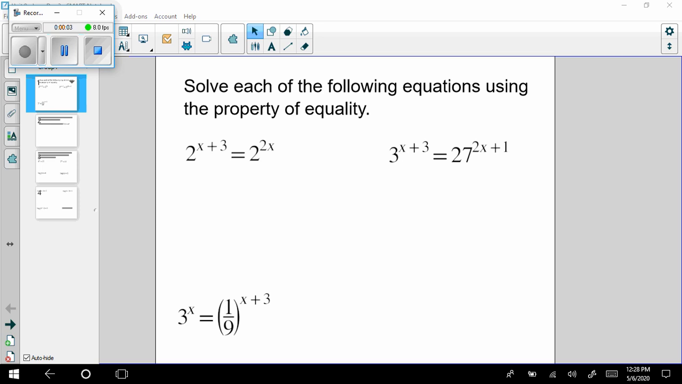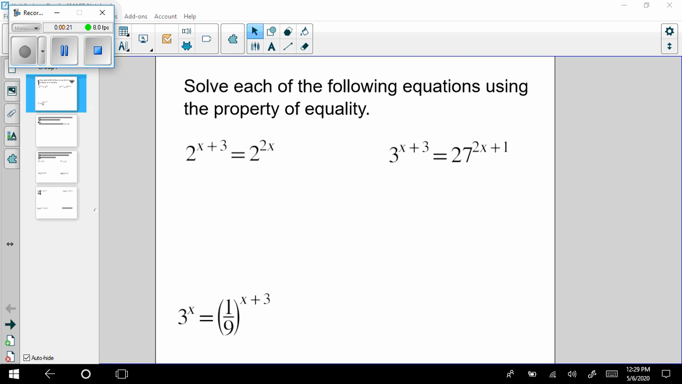Hello all, Monday, May 11th, day 3 of 4 of logarithms. We are nearing the end. Okay, so we are going to do some solving over the next couple of days. There's some different things that you need to look at.